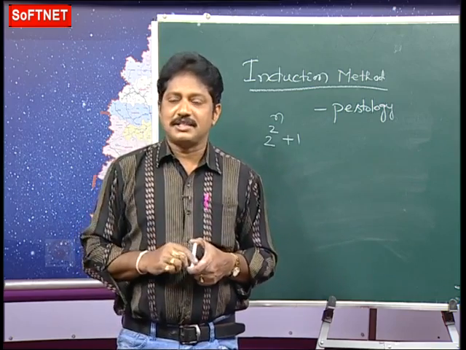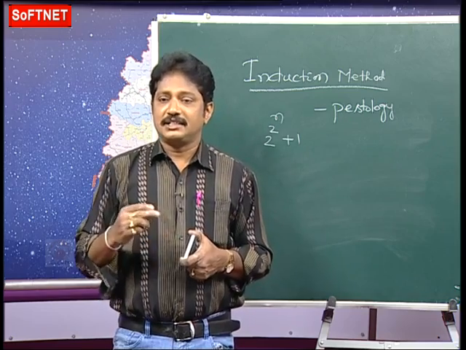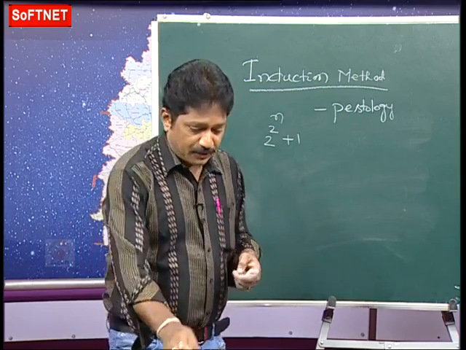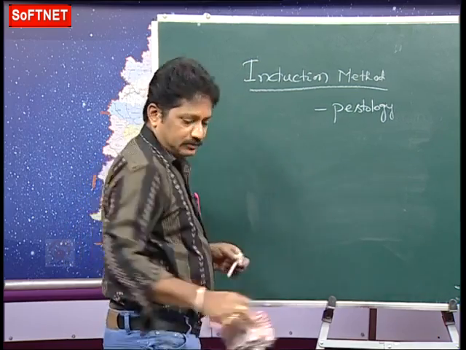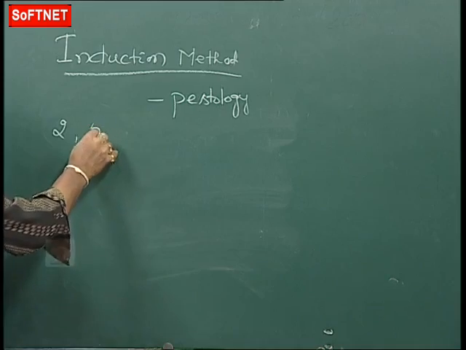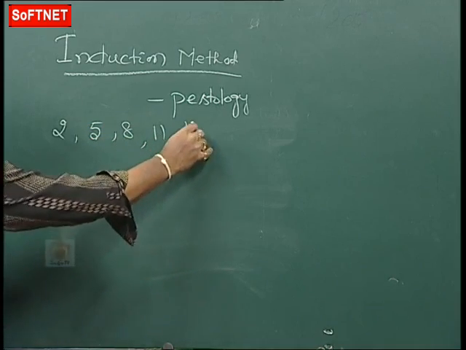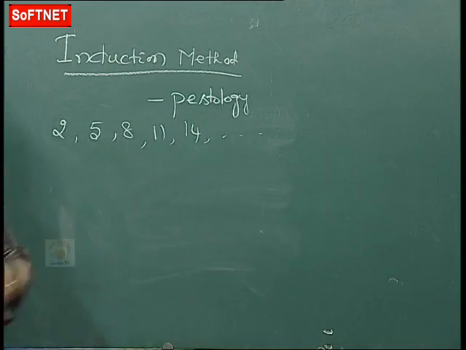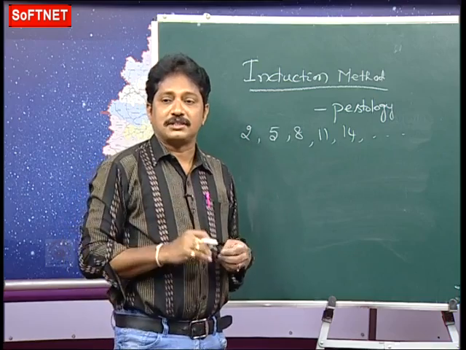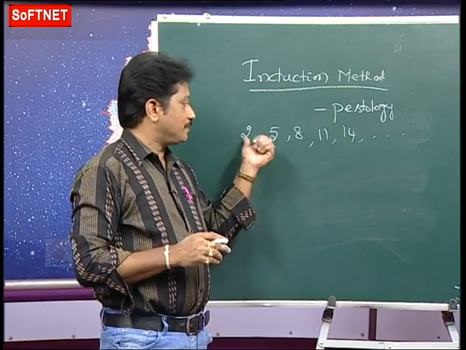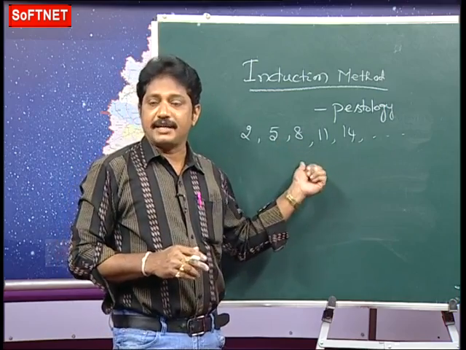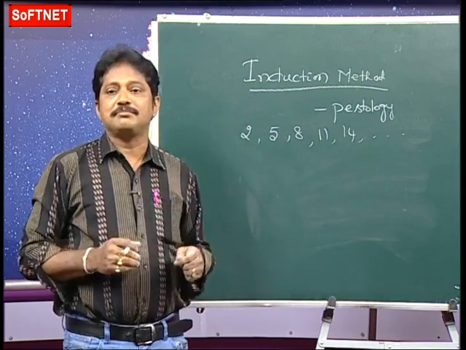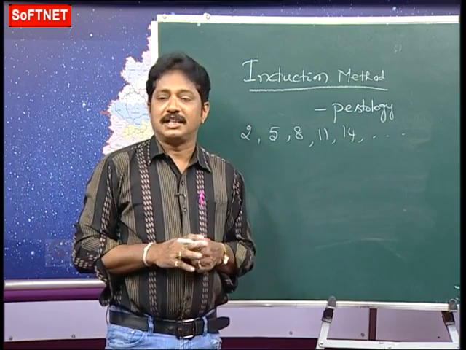So, I will take one example to give more clarity about the induction method, in the chapter of progressions. For example, if you take 2, 5, 8, 11, 14 and so on. When you consider this, it is an arithmetic progression, correct? Because 2 plus 3 is 5, 5 plus 3 is 8, 8 plus 3 is 11, 11 plus 3 is 14. So, it is increased by a fixed number. So, we call it an arithmetic progression.